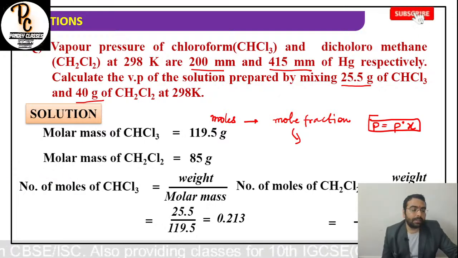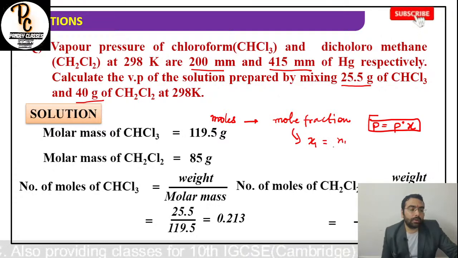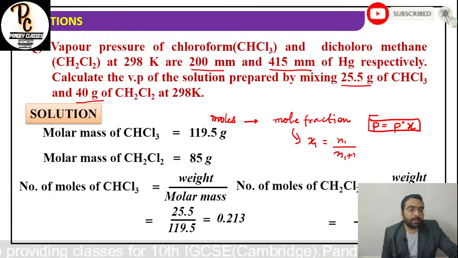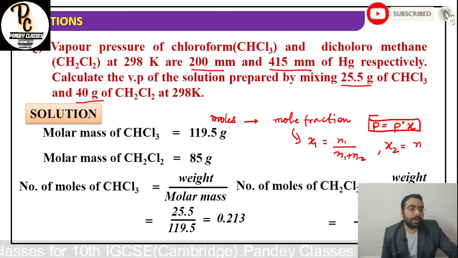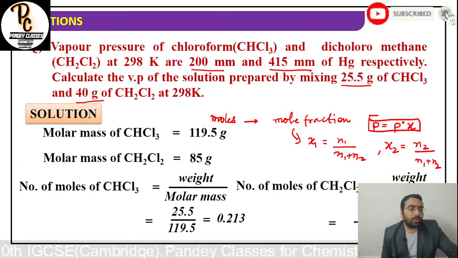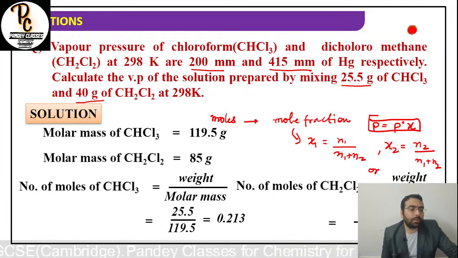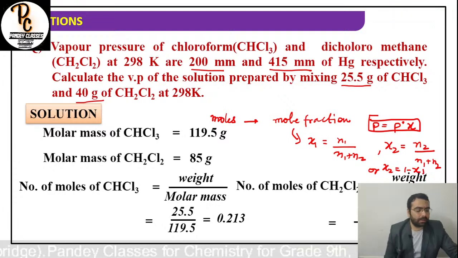Let us say mole fraction as chi1. So chi1 equals n1 upon n1 plus n2, and in order to find chi2, we do n2 upon n1 plus n2, or we can simply do chi2 equals 1 minus chi1.